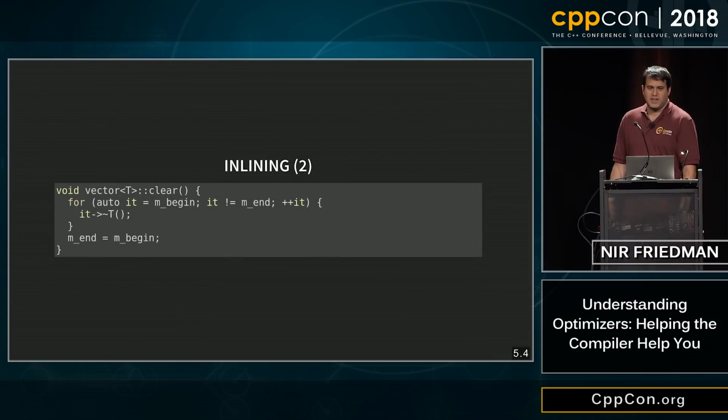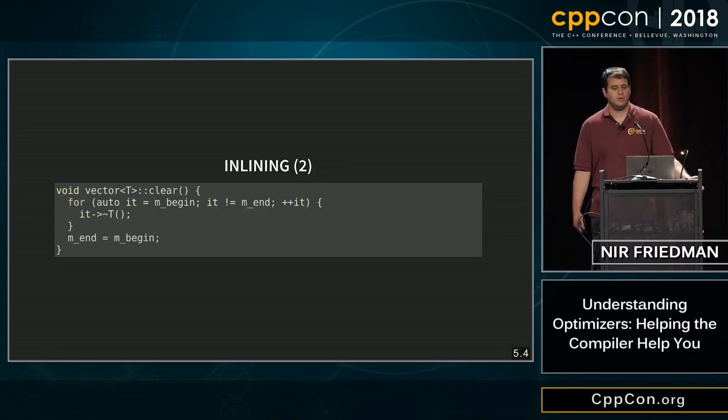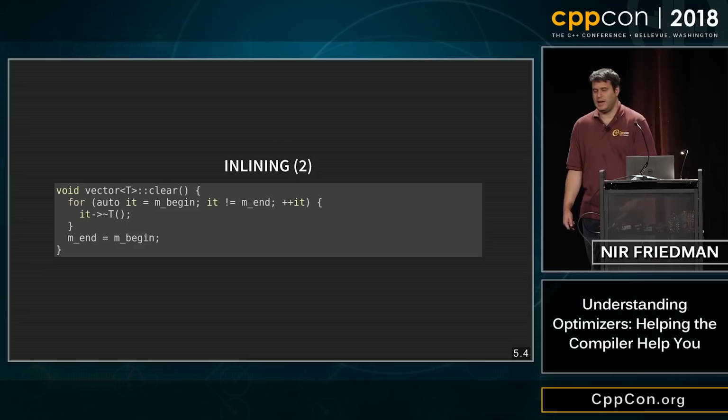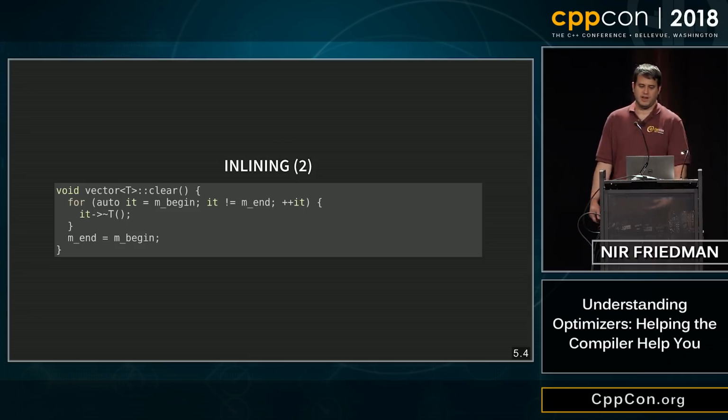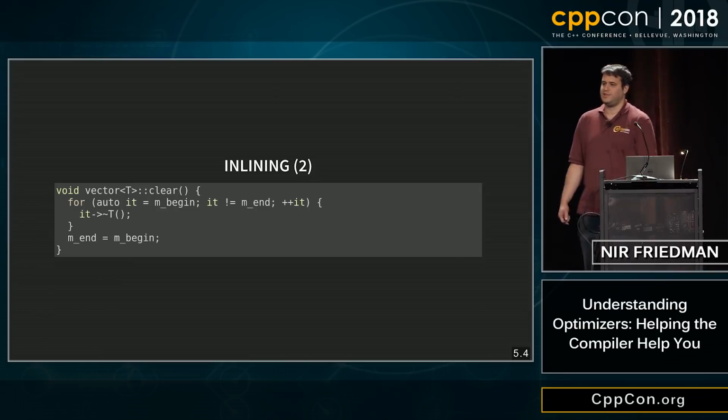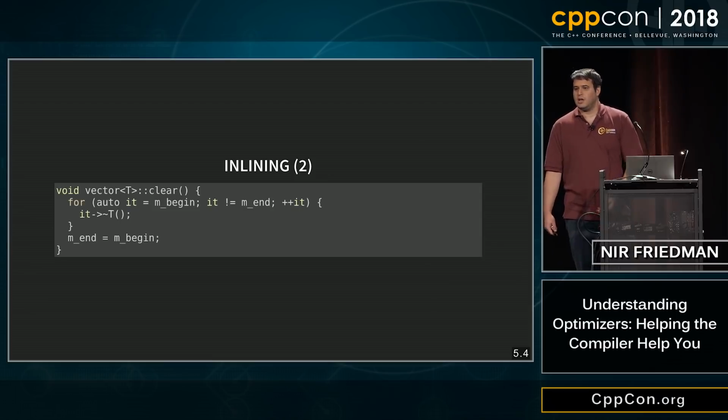So we can think about inlining, we can go back to our example with clear, right? So, well, what does clear look like? I mean, it basically looks something like this, right? Vector t, clear, it iterates over all the elements and destroys them, right? And then it sets n to begin. That's basically what it does.